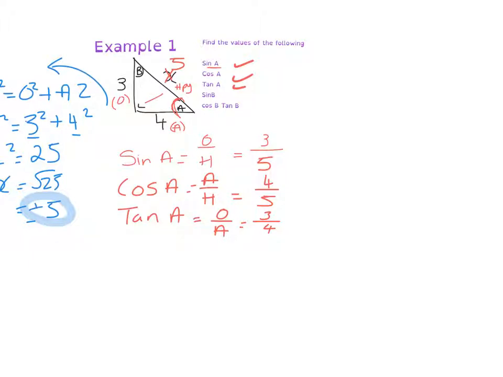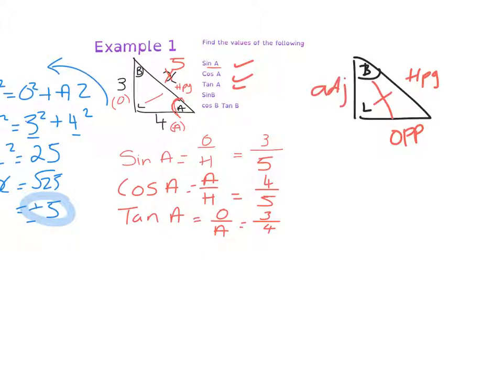If I'm asked for sine B, I'm going to go back to the triangle. This is my right angle. And now this is the angle I'm looking at. So I must relabel my triangle. So this still stays as the hypotenuse. But now, because this is my named angle, this is my opposite. And this is my adjacent. So my opposite now is length 4, my hypotenuse is still length 5, and my adjacent is length 3.